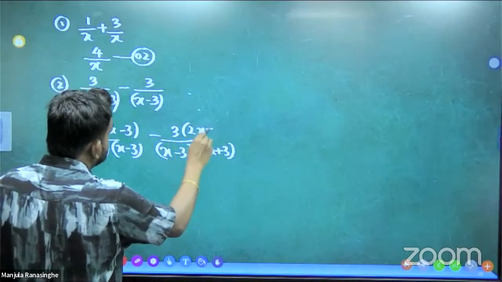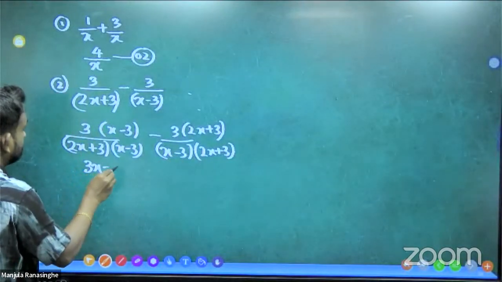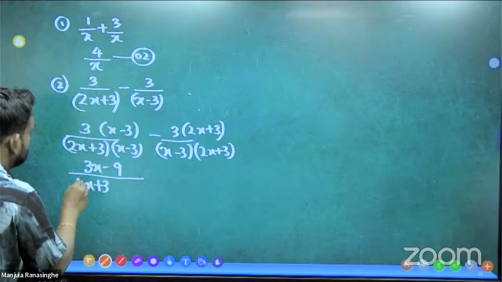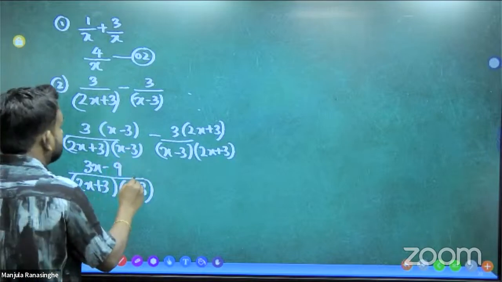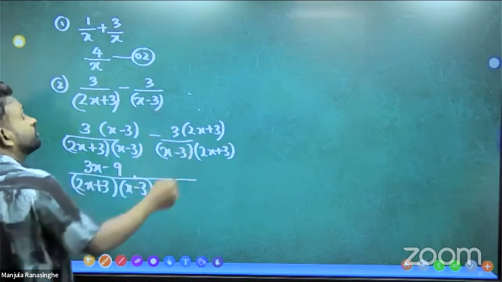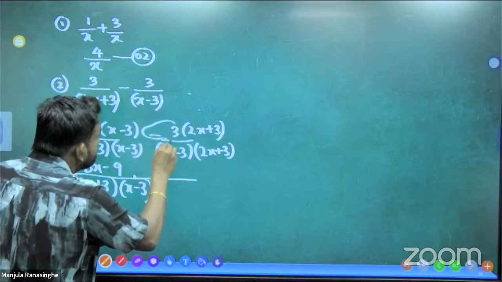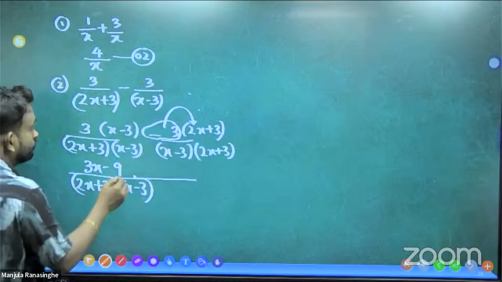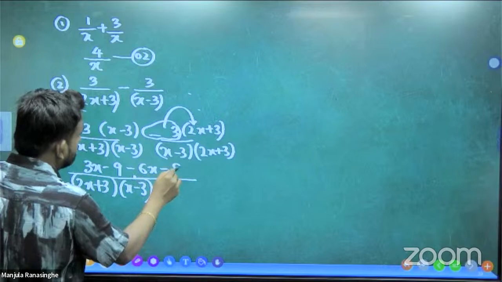This part by 2x plus 3. Now check 3 into x, 3x minus 3 into 3, 9 upon 2x plus 3 into x minus 3. Then I remove the brackets at the same time. This negative sign belongs with 3. Remember that belongs to 3 and remove the bracket. Then negative 3 into 2, negative 6x, negative 3 into 3, negative 9.